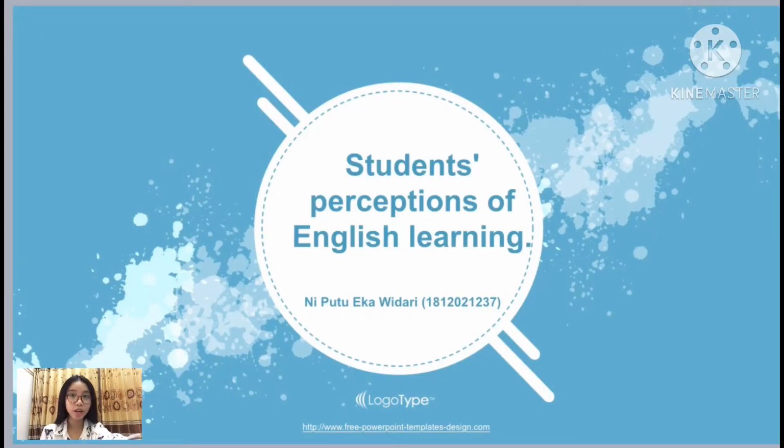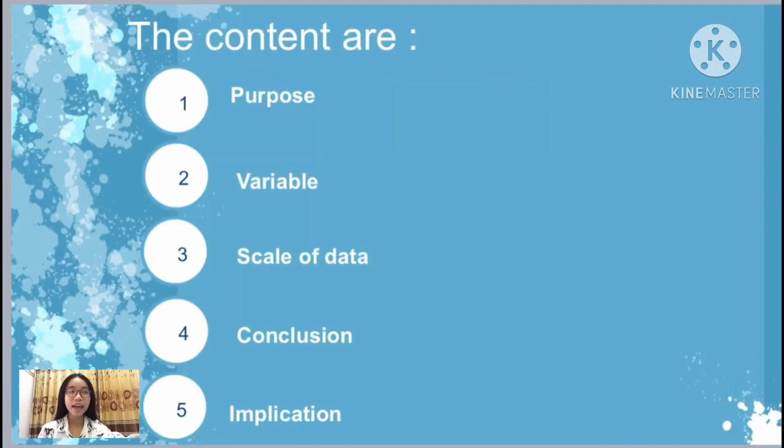In this video, I would like to explain about the data that I have found in a research journal about student perception of English learning. There are 5 contents that I would like to explain. The first is the purpose, the second is the variable, the third is the scale of data, the fourth is the conclusion, and the last is the implication.